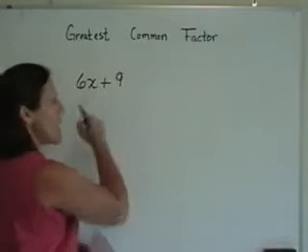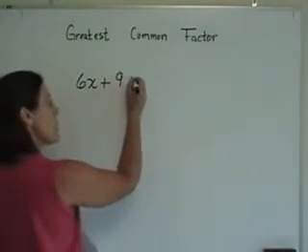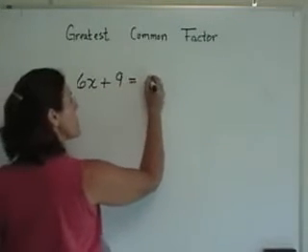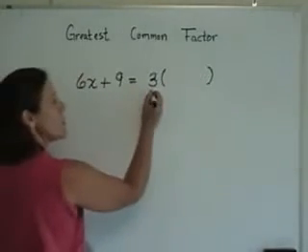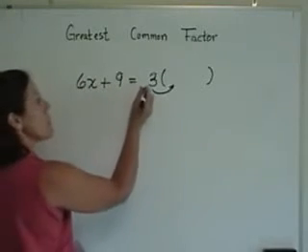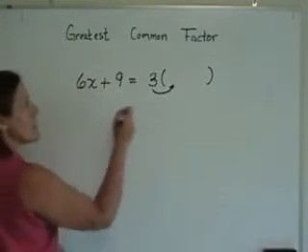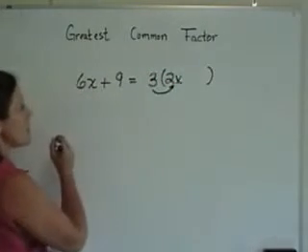6x plus 9, what I need you to find is the factor that's common to both of those terms or divides into both of those terms equally. In this case, it's a 3. So I want you to factor out that 3, and now I need you to think about the distributive property. What do I need to put right there so that when I multiply it by 3, I get this 6x? And I need a 2x there, again, because 3 times 2x is 6x.